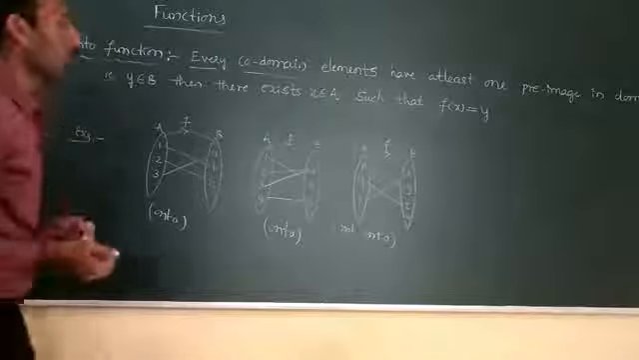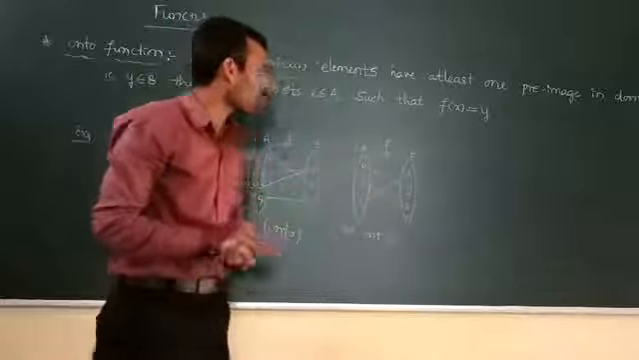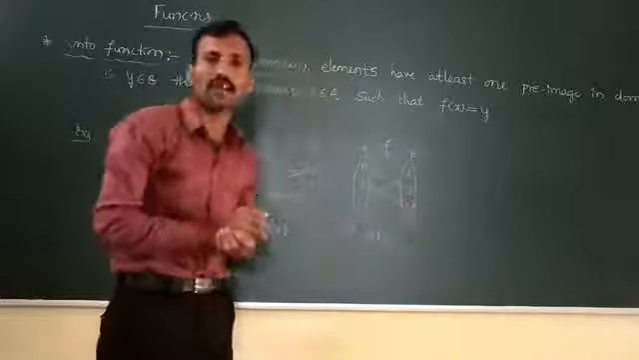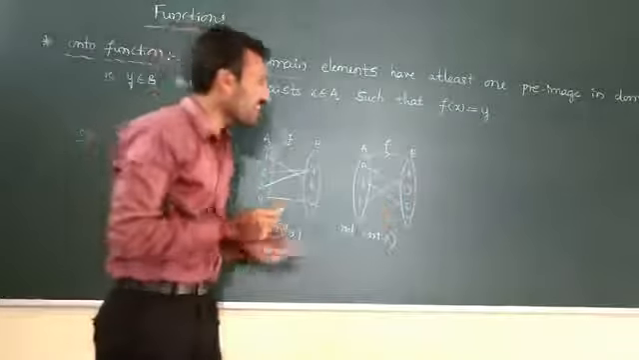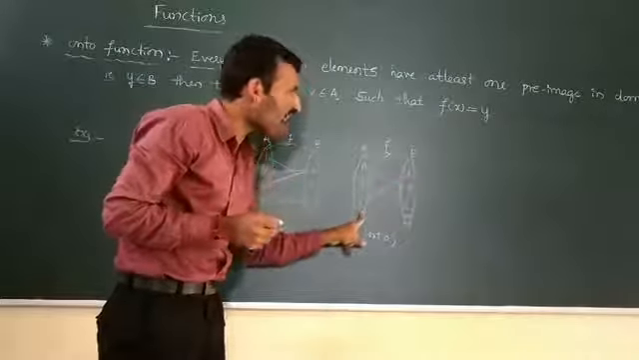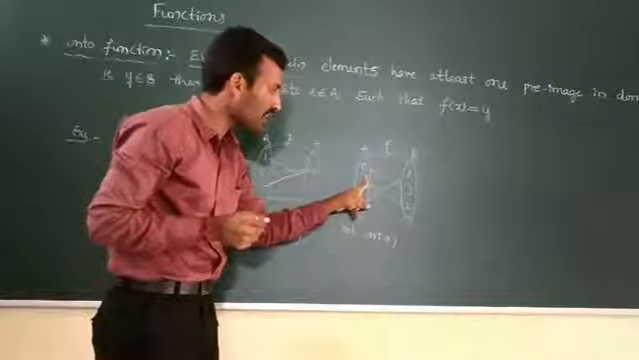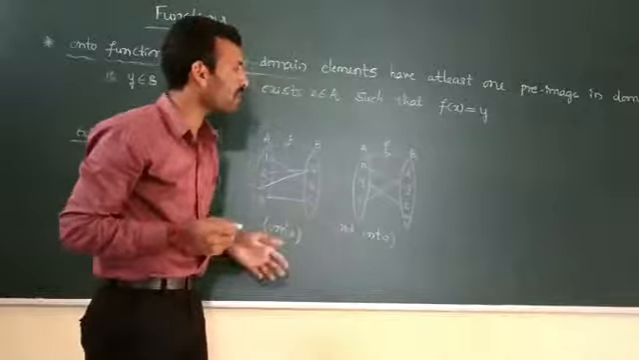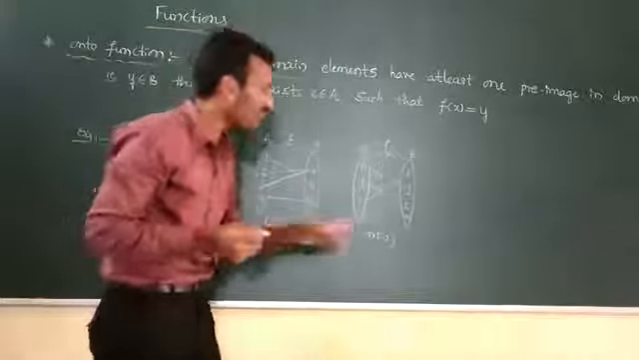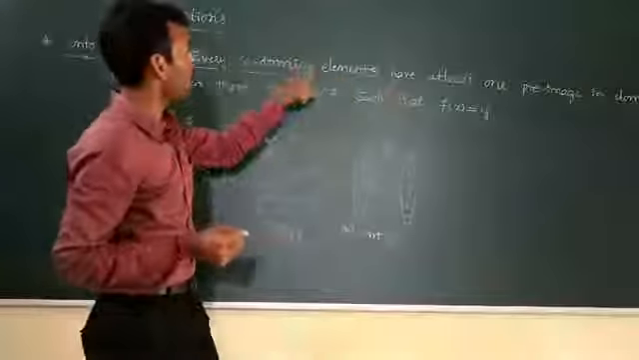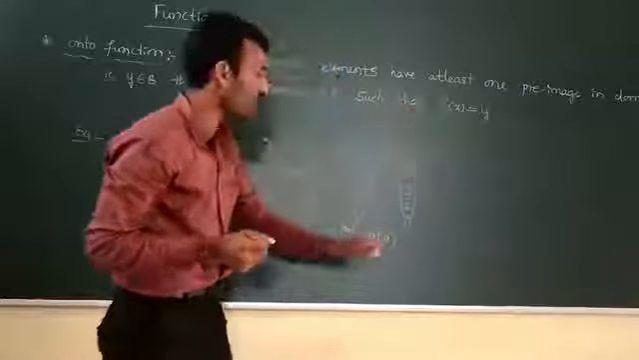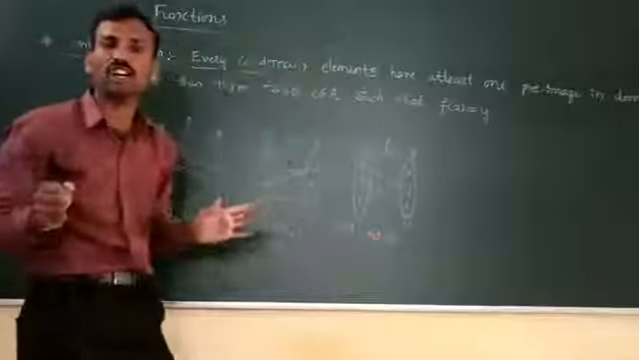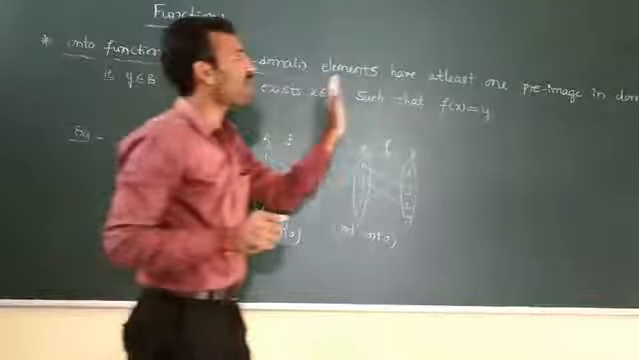Okay, in the third example, f is a function from A to B. P, Q, R are the elements of set A. X, Y, Z, W are the elements of set B. X has a pre-image R. Y has a pre-image P. Z has a pre-image Q. What about W? W is an empty element in codomain B. Every codomain element must have at least one pre-image, but W has no pre-image. That's why this function is not an onto function. This is the first definition.